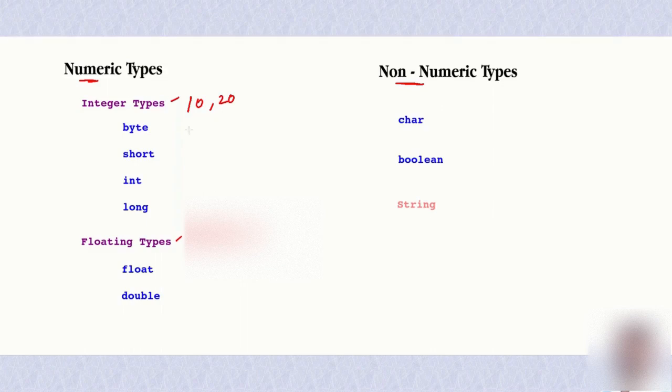You can see different names under integral types. They vary in size, that is the number of bytes that they occupy in memory. Byte takes 1 byte, that is 8 bits. Short occupies 2 bytes. Integer takes 4 bytes. Long takes 8 bytes. How does it impact you?